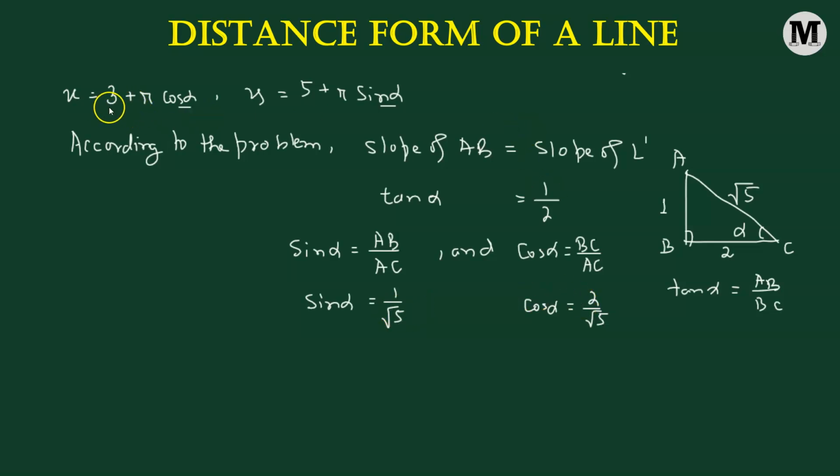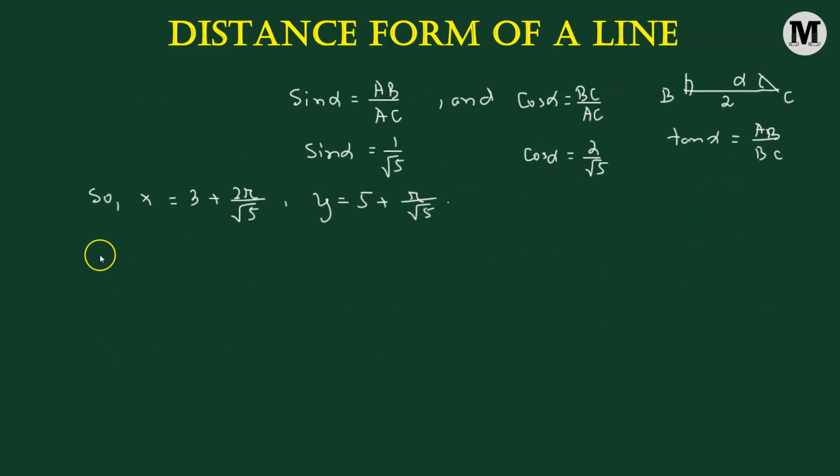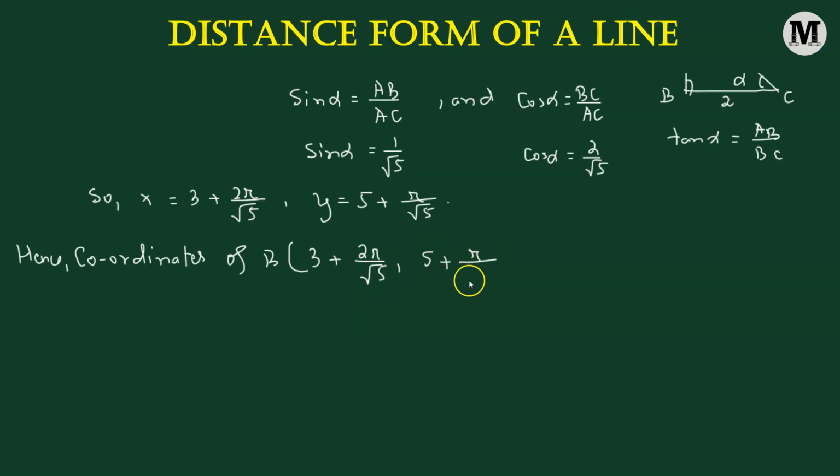Okay, so we've obtained the value of sine alpha and cosine alpha. Let's substitute this back into the parametric form of x and y. So x is going to be equal to 3 plus 2r over square root of 5, and y is going to be equal to 5 plus r over square root of 5. So what we have done is obtained the coordinates of the point B in its parametric form. So let's note it down. Hence the coordinates of B are 3 plus 2r over square root of 5, and the y coordinate is 5 plus r over square root of 5.